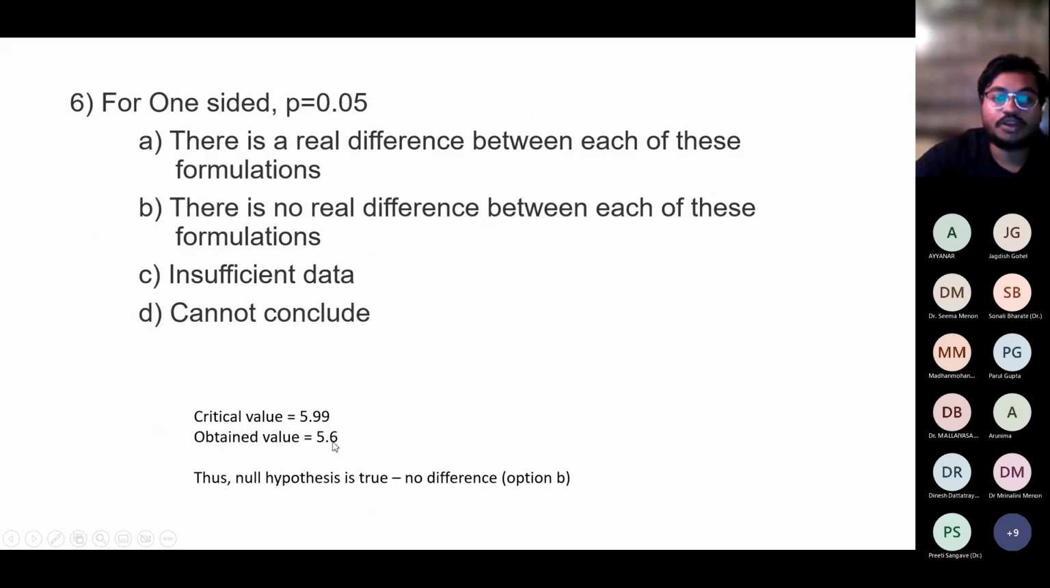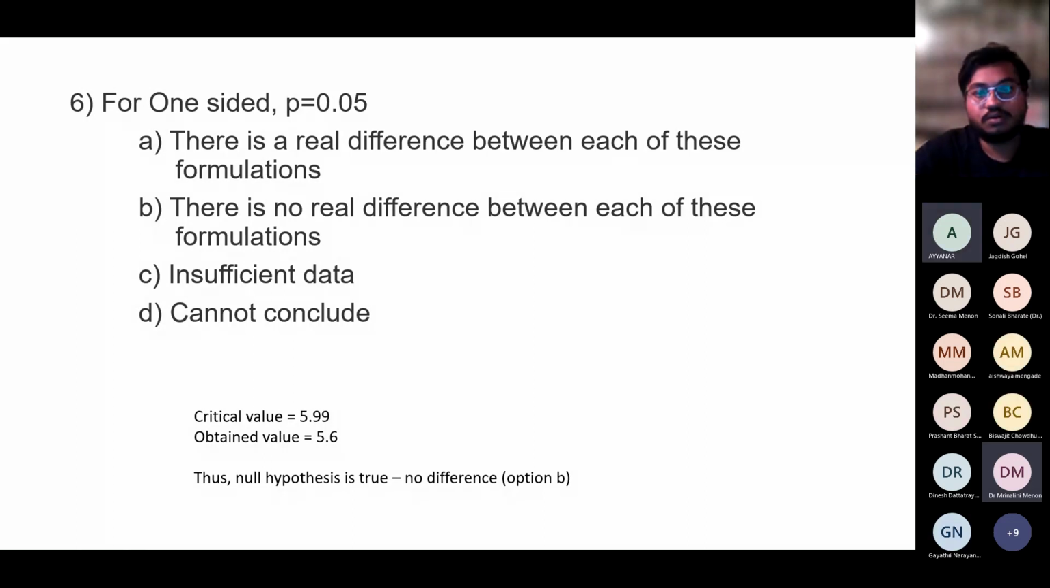Since the value we obtained from our calculations is less than the critical value, the null hypothesis holds. And the null hypothesis is the hypothesis of no difference. So the answer here will be option B, that there is no real difference between any of these formulations. Is that clear? Okay, sir. Yeah.